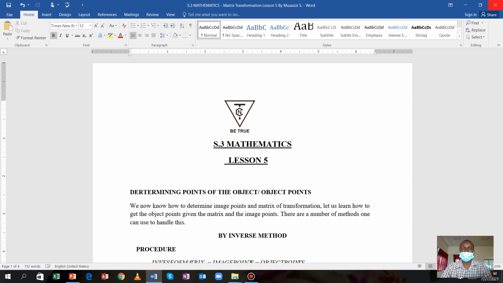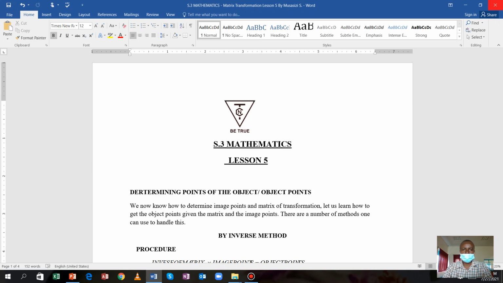We are still on the topic of transformation, and I hope you know how to find the image points given the matrix and the object. You know even how to find the matrix and all that. So I'm continuing with the lesson on what we had stopped on. Previously it was determining the matrix of transformation.